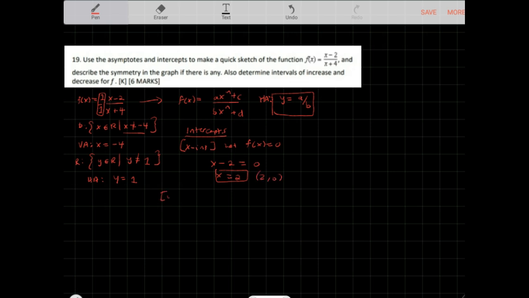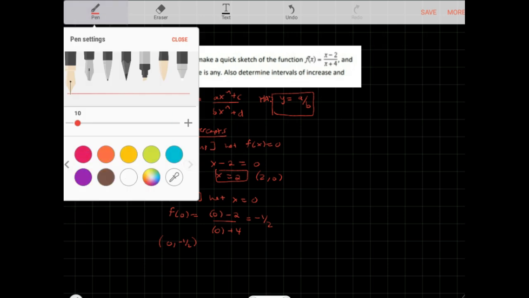Okay, now to find our y-intercept, right, we know that the y-intercept is where the graph hits the y-axis. I'm going to let x equal 0. So you're basically doing f of 0, which is 0 minus 2 over 0 plus 4, which is negative 1/2, right? So the point here is 0 and negative 1/2. And now we have our x-intercept and y-intercept. We also have the vertical asymptote and we have the horizontal asymptote.